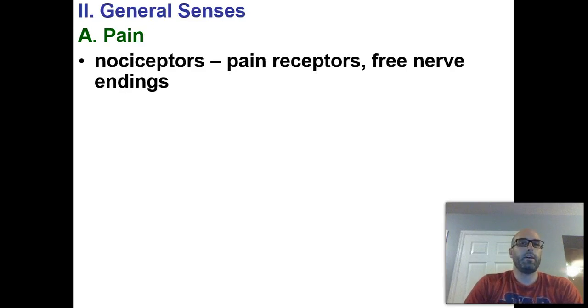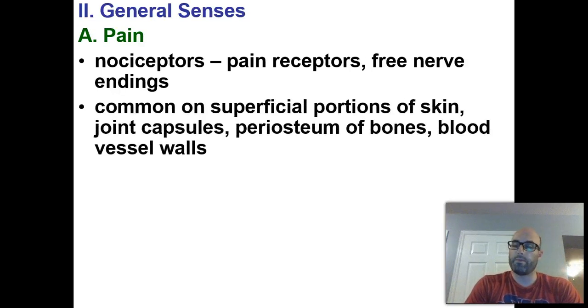Anything that is a pain receptor is called a nociceptor. They are basically comprised of free nerve endings. You know for a fact when these are stimulated, something as simple as a paper cut can hurt tremendously. But they're very common on the superficial portions of the skin because your skin is the first barrier to maintaining homeostasis in the internal environment. So it is to our benefit to know when something barely interrupts that barrier to our internal environment.